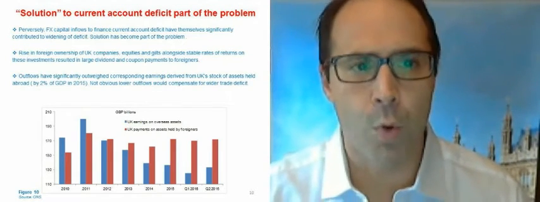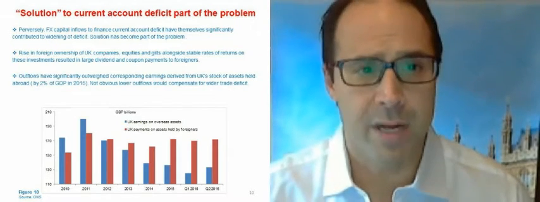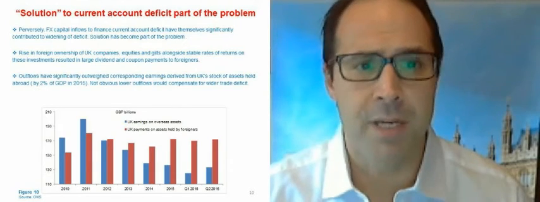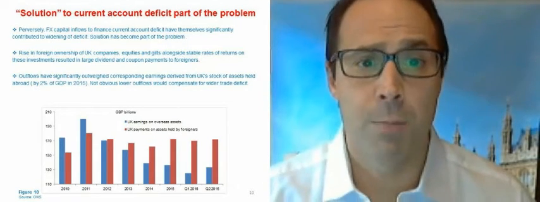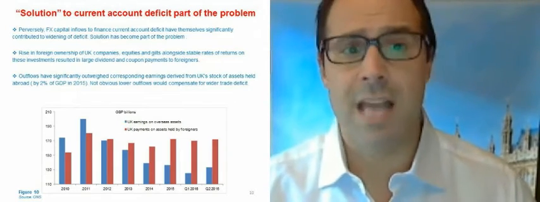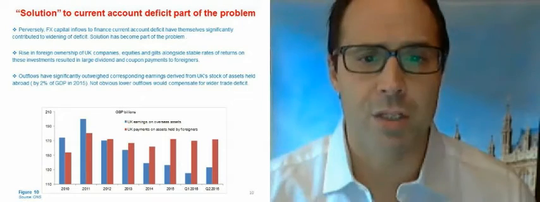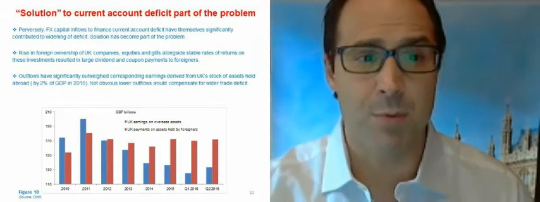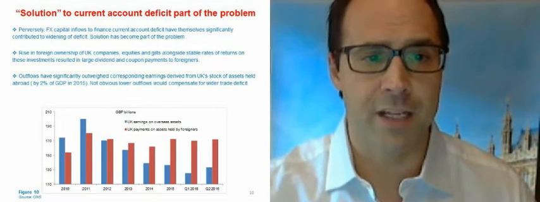What is the cause of this problem? Well, very simply, foreigners have increased their exposure to UK companies, equities and gilts. And that has resulted in large dividend and coupon payments to foreigners. These outflows have been much bigger than the corresponding earnings derived from the UK stock of assets held abroad. That gap was roughly 2% of GDP in 2015. You can see that in figure 10.